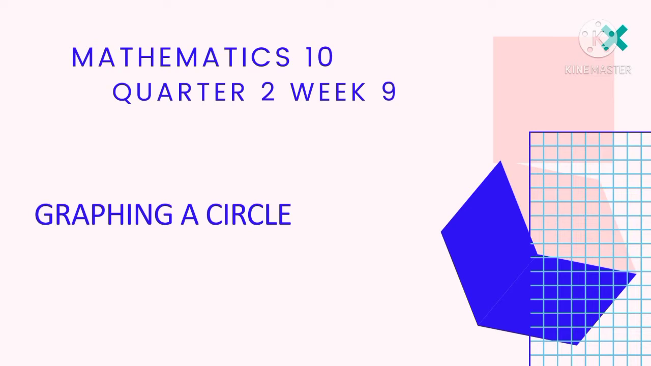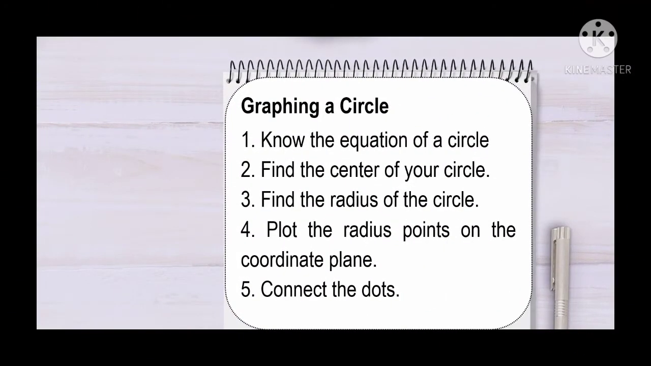Now, we will have some tips in graphing a circle. First, know the equation of a circle. Second, find the center of your circle. Third, find the radius of the circle. Fourth, plot the radius points on the coordinate plane and connect the dots.